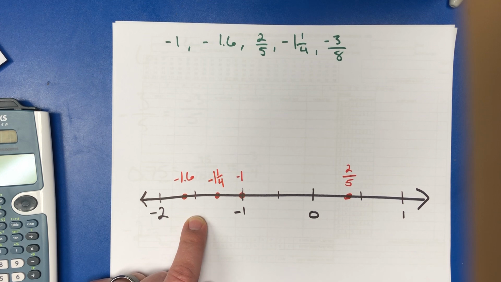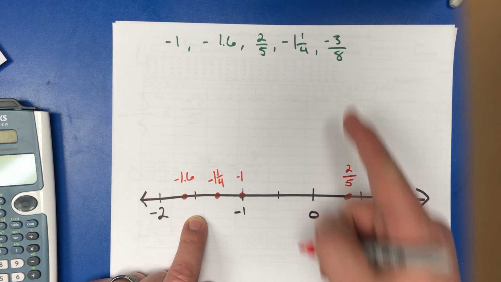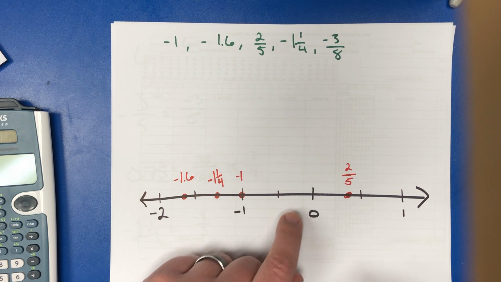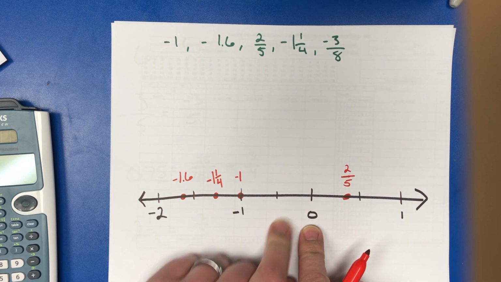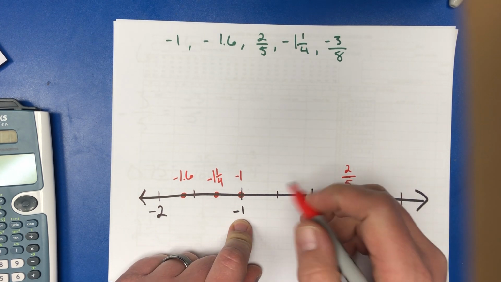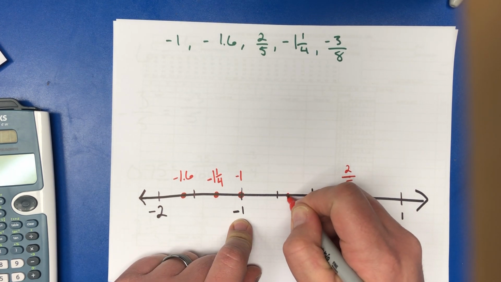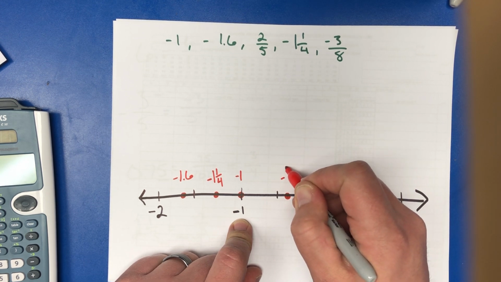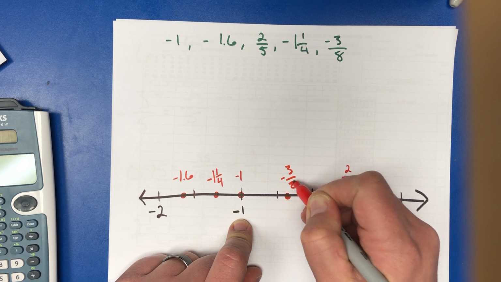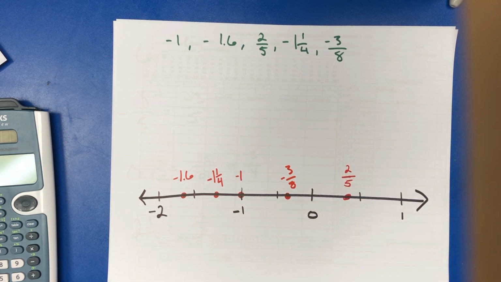And last but not least, which one am I missing? Oh, negative 3/8. Negative 3/8 is not quite negative 1/2. So it's going to be closer to 0 than it will be to negative 1. Not far from negative 1/2. And there's my negative 3/8. So I've got these now listed on my number line. If I do this carefully, I can use the number line to have them nicely in order.